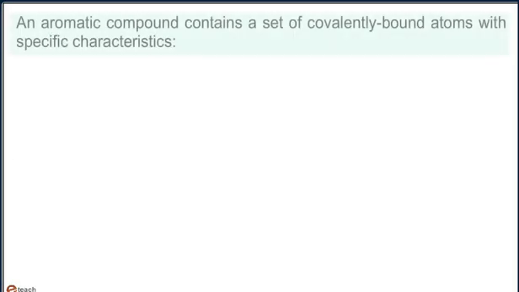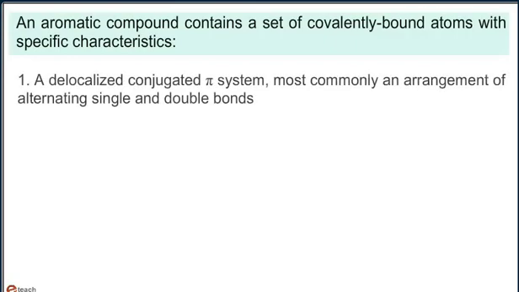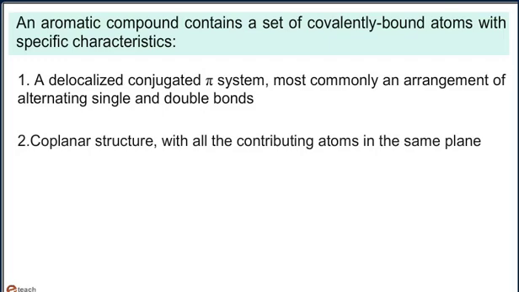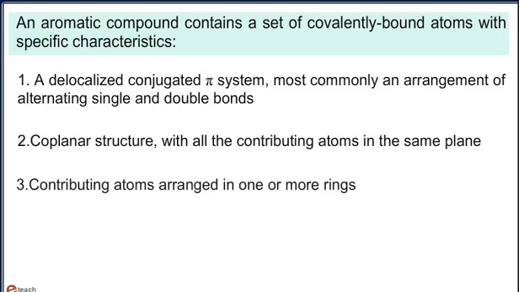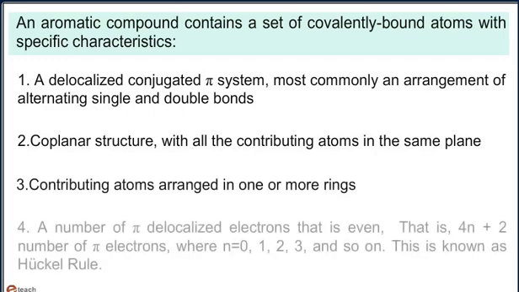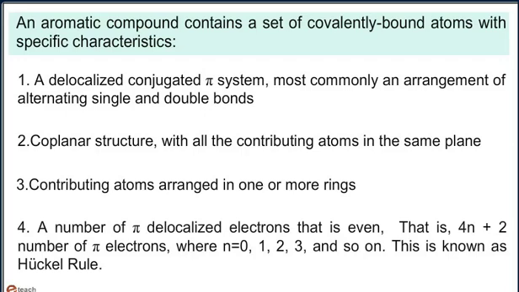An aromatic compound contains a set of covalently bound atoms with specific characteristics. A delocalized conjugated pi system, most commonly an arrangement of alternating single and double bonds; a coplanar structure with all the contributing atoms in the same plane; contributing atoms arranged in one or more rings; and a number of pi delocalized electrons that is even, that is 4n plus 2 pi electrons, where n equals 0, 1, 2, 3 and so on. This is known as Huckel's rule.